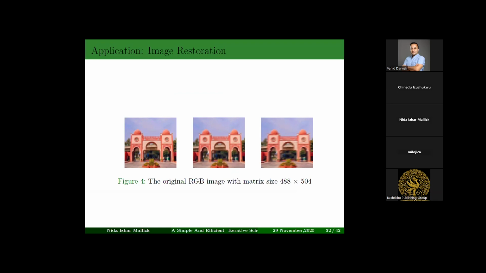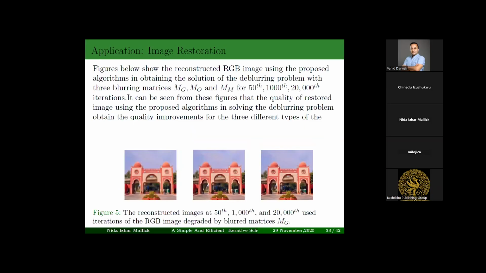So these are the degraded images, and now we apply our iterative scheme to restore these images closer to the original image. So here we apply this. These are the restored images.